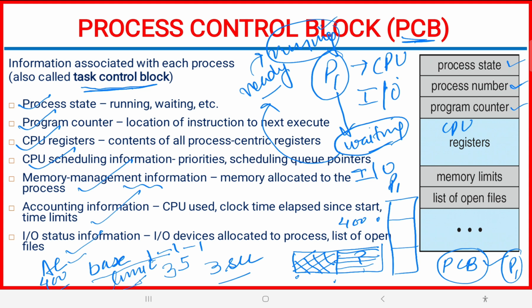Fine. The next thing over here is the CPU scheduling information. For example, it includes information regarding what priority this process is having. So the question is, what is this priority? If you just recall the previous slide, I told you that suppose in the ready queue, P1 was the first process which was waiting, followed by P2, then P3 and then P4.